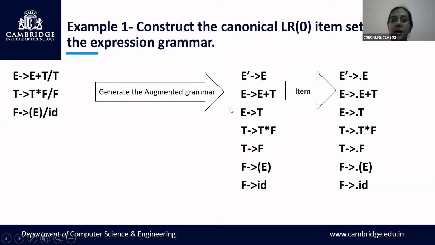Okay. So from this augmented grammar, you are going to further derive the canonical item set. I've been telling in the previous session what is meant by an item. When there is a dot on the right hand side of the production rule, then it is called an item.